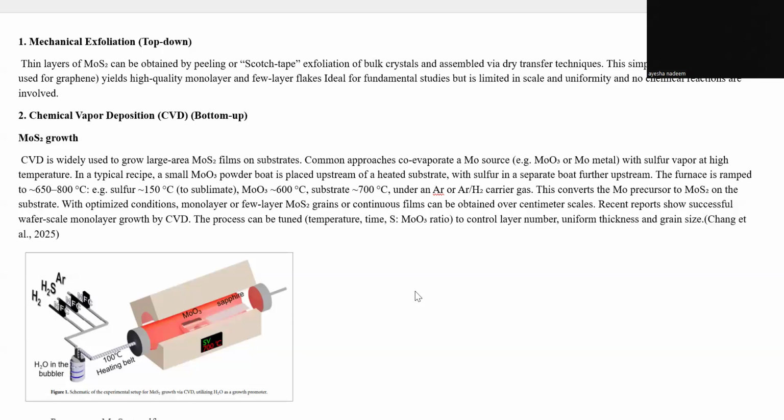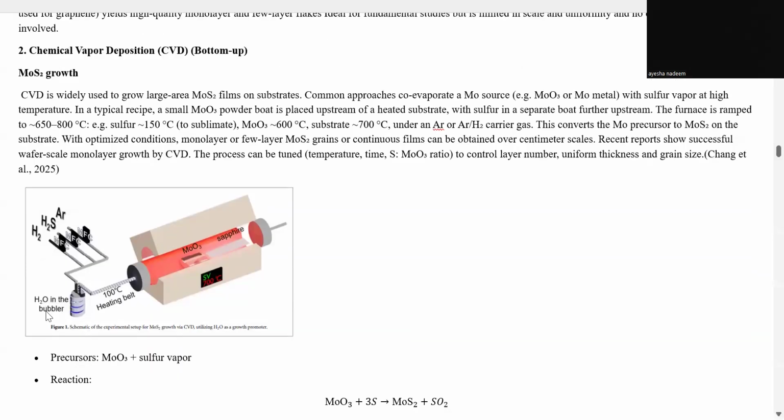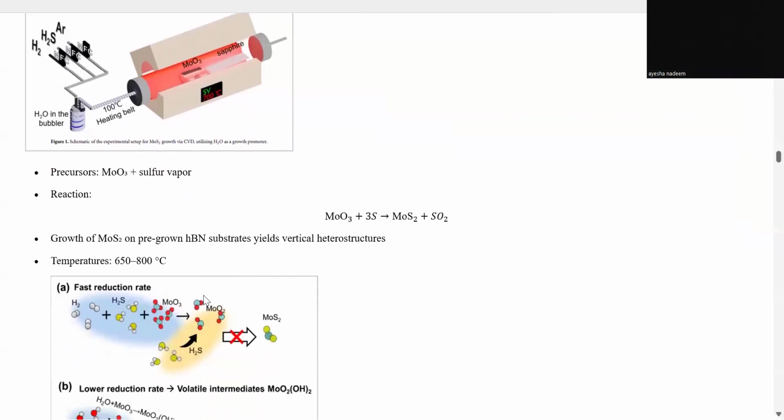and grain size. Here is the water in a bubbler, and there is a hydrogen H2S and argon gas which moves from the water in the bubbler into the heating furnace. Here we will heat all the precursors, molybdenum trioxide and sapphire, at 700 degrees Celsius, and then we will get the molybdenum disulfide. The precursors include MoO3, which is molybdenum trioxide, and sulfur vapors, and the chemical reaction is molybdenum trioxide plus 3 sulfurs gives us molybdenum disulfide plus sulfur dioxide.